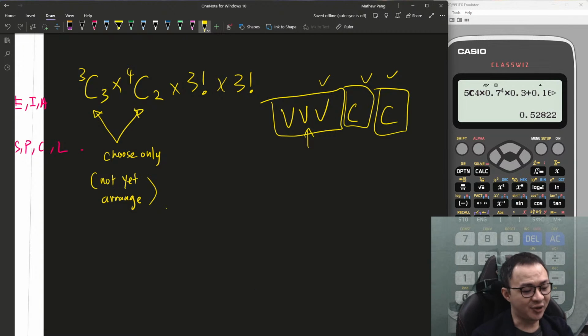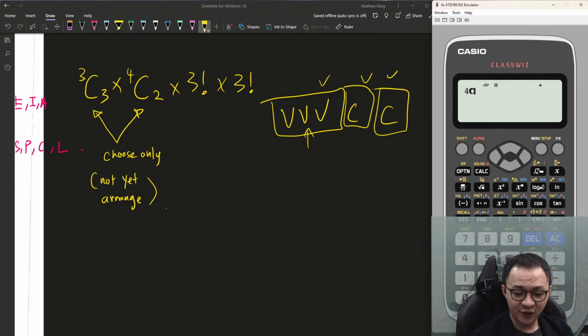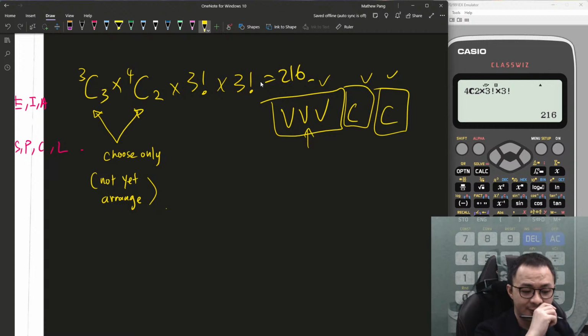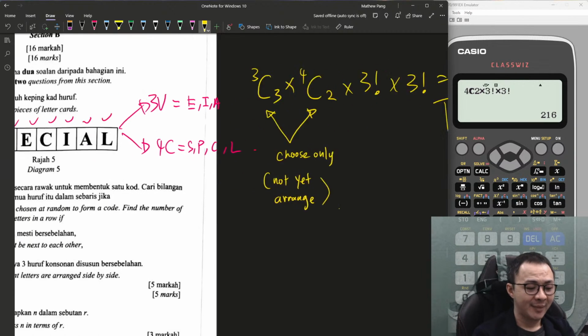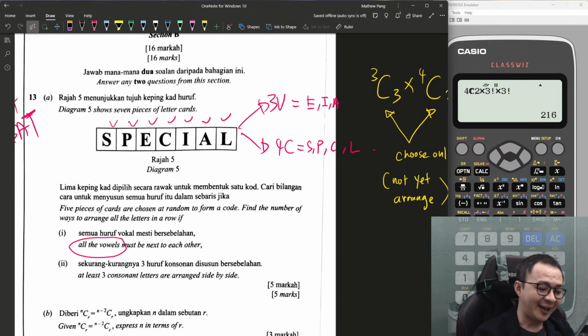So 3C3 is 1, no need to type now, okay? So 4C3 times 3 factorial times 3 factorial times 3 factorial. So the answer is 216. Okay. Then next one.